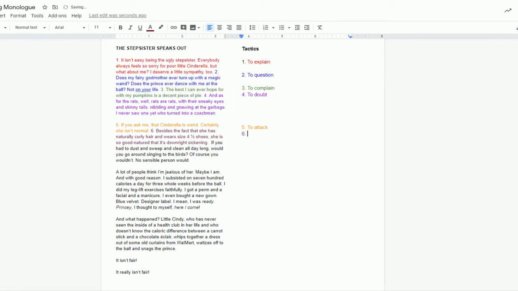And beat number 6, what is she doing here? Besides the fact that she has naturally curly hair and wears a size 4.5 shoe, she's so good natured, it's downright sickening. So she is still attacking Cinderella, I think, to a degree, but it's a little bit different. So I'm going to say, instead of attack, I'm going to say to scrutinize. Now we're getting into these fancier verbs here because you want to be very, very careful that you don't start repeating your tactics.